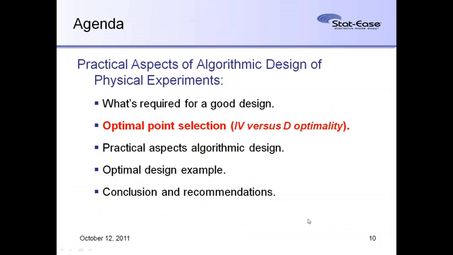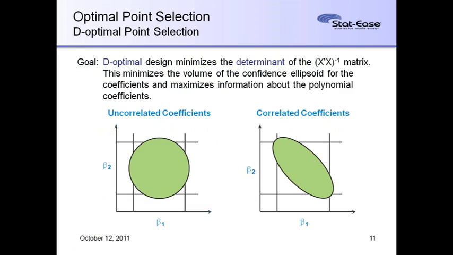Okay, so let's look at optimal point selection. The 2 main criteria, again, are integrated variance. That's called IV by some and I by others. Same criteria. And D-optimality. Okay, so first D-optimality. The reason it's called D is a D-optimal design minimizes the determinant of the X prime X inverse matrix. Now that big X, that's just your design. Okay, so whatever design you're going to run, expand it out for the model you're going to fit. Okay, so that's just a function of the design points you're running and the model you're fitting.